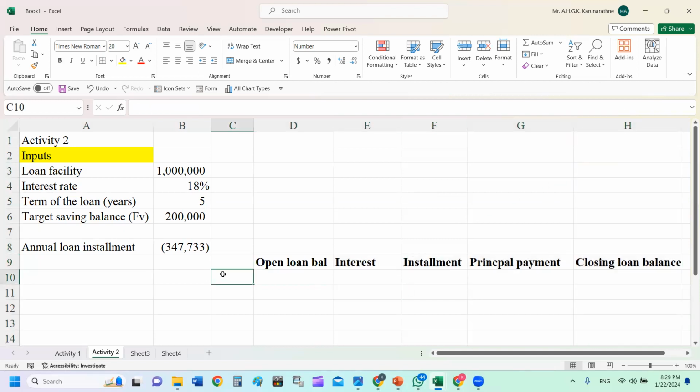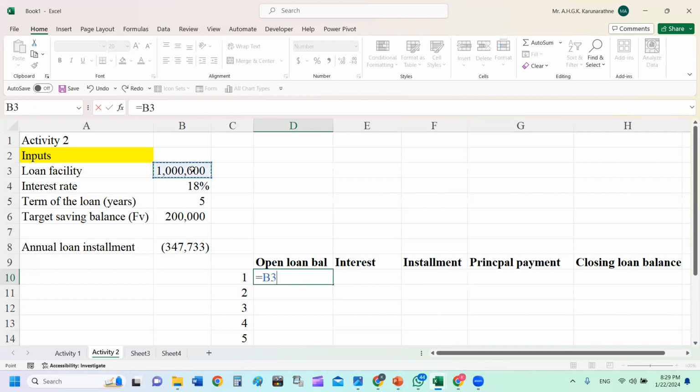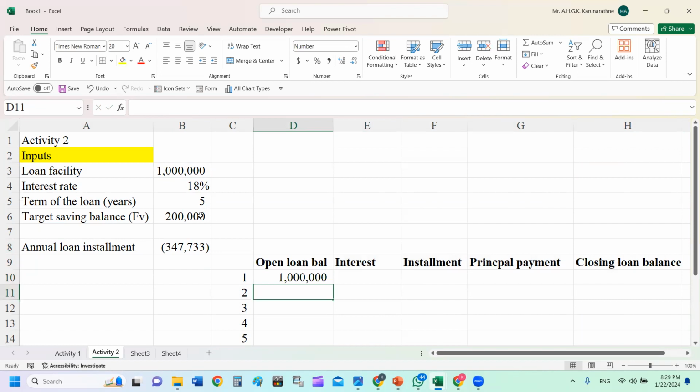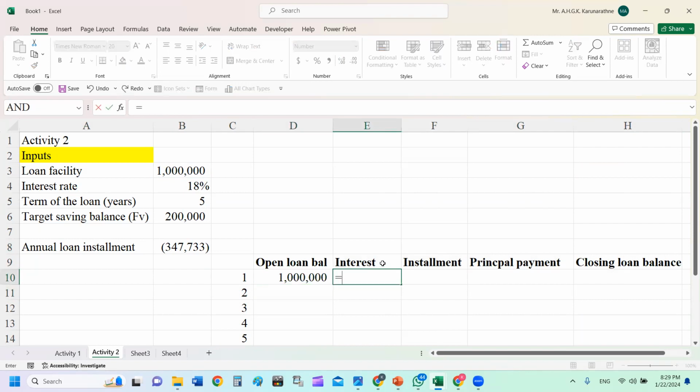Right. If you want, then put the installment number as well. One, two, how many installments? Five installments, right? Okay, loan balance. Open loan balance initially this much. You can press F4, not needed, but let's put 1 million open balance. Interest you need to compute. I told you to compute interest. No need to use the IPMT function. I didn't explain that.